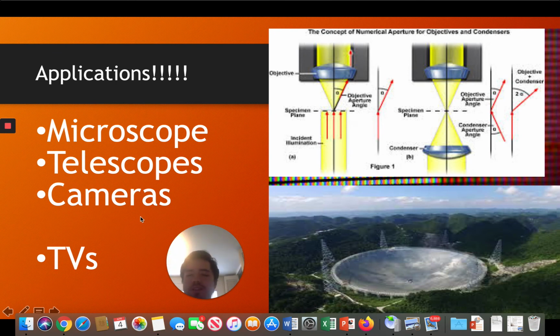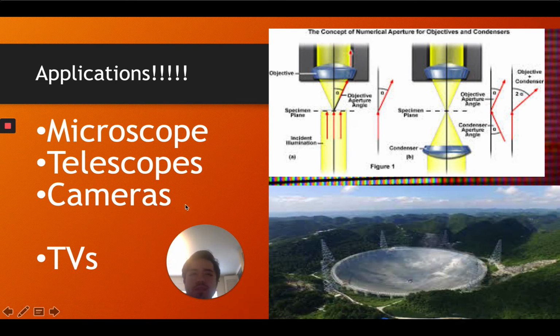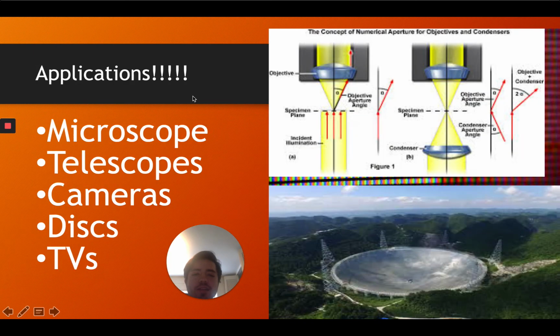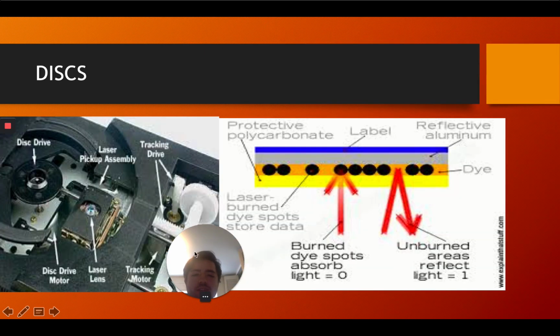TVs I won't discuss too much, but that's another example. Specifically, I want to discuss something crazy, which is discs. Discs actually push the limitation of resolution. I'll explain what discs are. Discs have 4 layers, but the important layer is the layer where you can actually dye, and by dye, I mean color it. That color is black. So when you burn a disc, you create these dye spots.